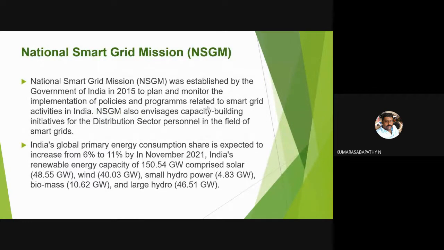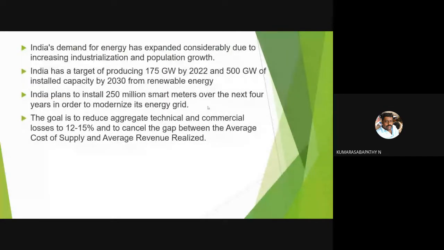So coming to this, one nation, one grid. This mission was established and completed, as I have said, by December 2013. The National Smart Grid Mission was established by the government in 2015 to plan and monitor the implementation of policies, and all the regions have been interconnected.